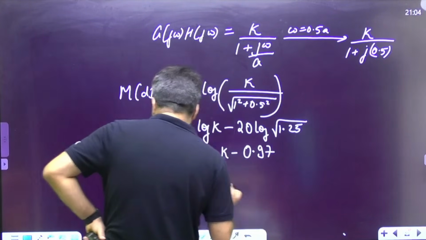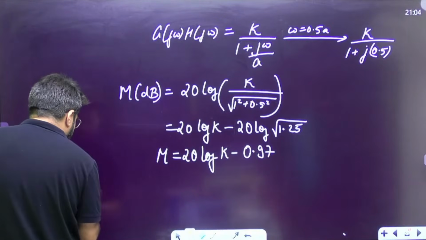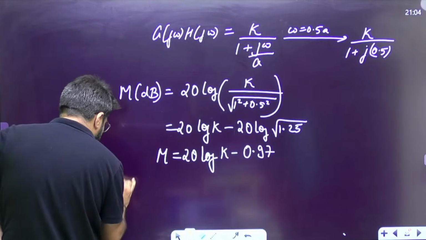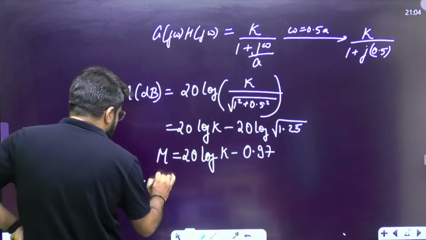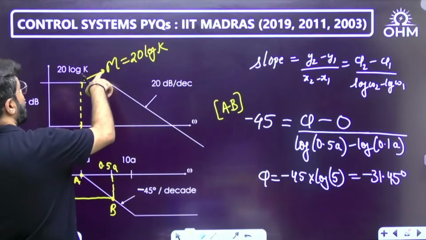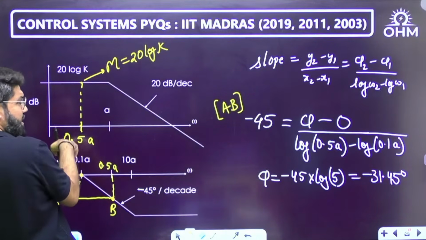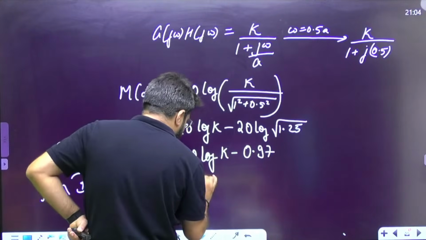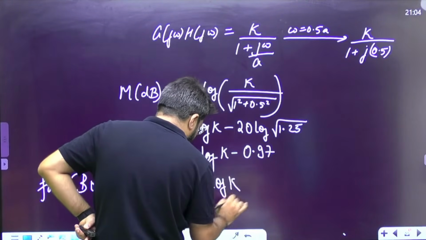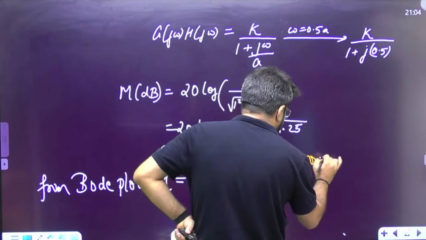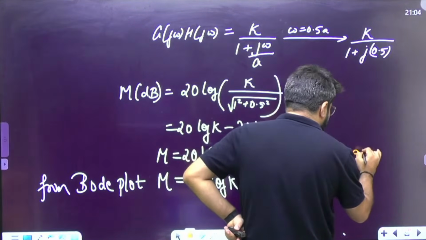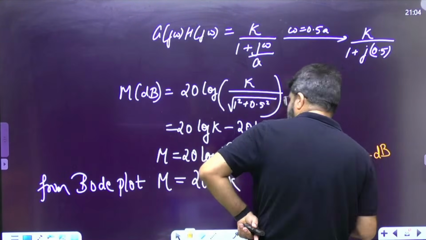Right. Whereas what is the result we got from the Bode plot? From the Bode plot, my magnitude was 20 log K at this frequency. See here, at this frequency, it was 20 log K. That means how much is the error? The difference, the error, is 0.97 decibel in magnitude.